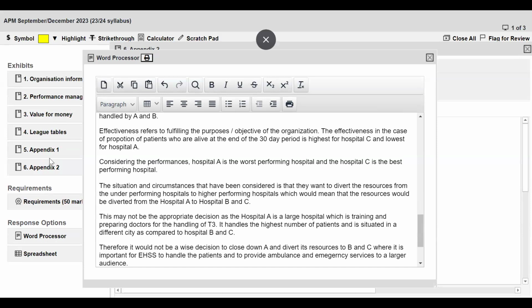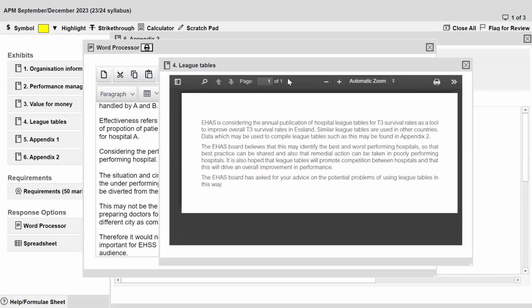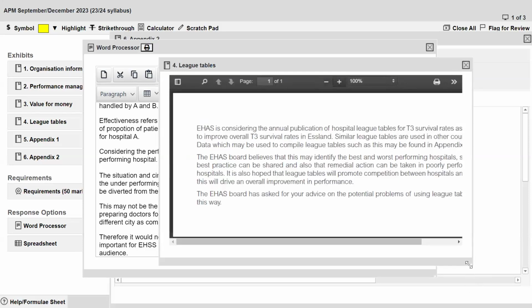Yes, that's what it is going to be. Now let's move on to the next one, which is about the league tables. Can you just go through it, please? So we could just start discussing.